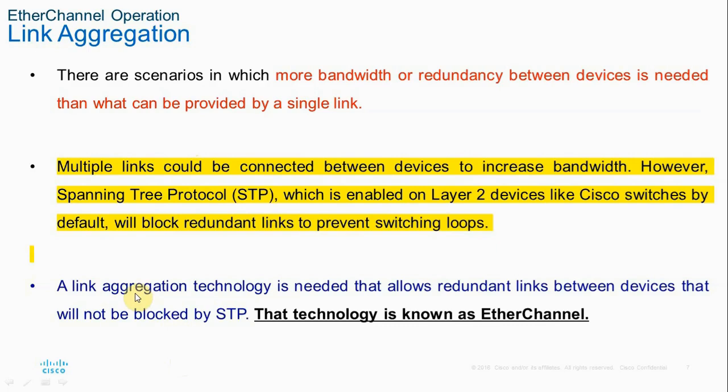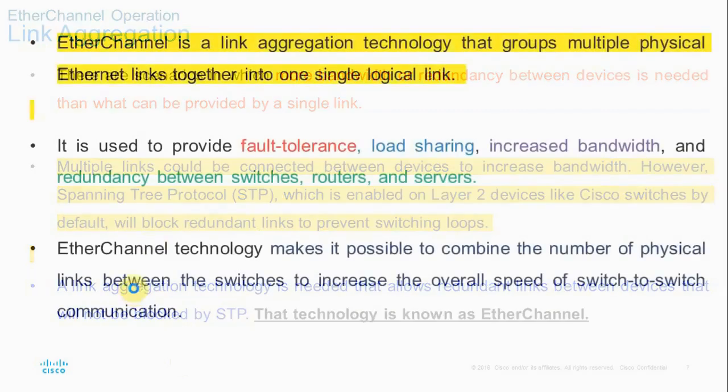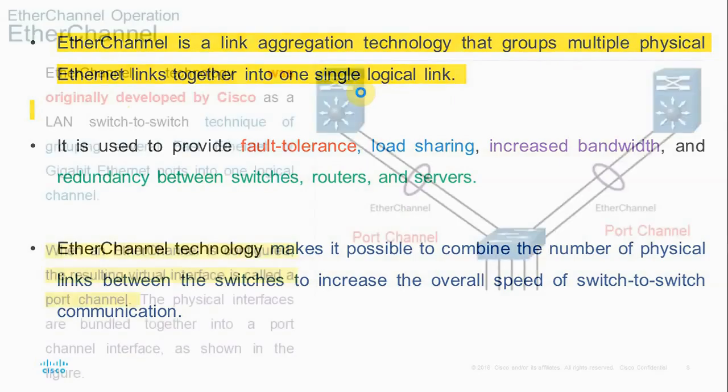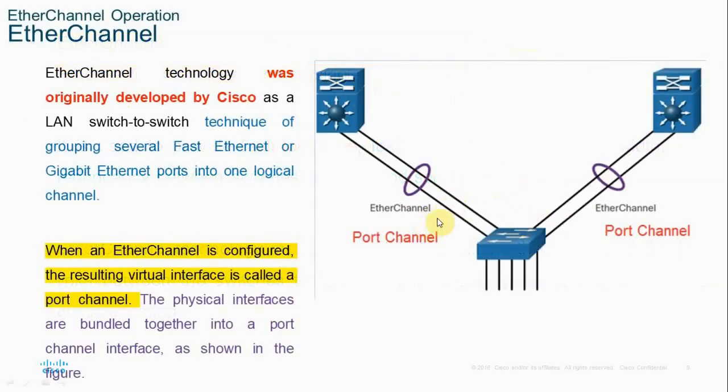EtherChannel concept means two physical links combined to form a single logical link or port channel, and they will have double the bandwidth. EtherChannel is a link aggregation technology that groups multiple physical Ethernet links together into a single logical link. See here, I have two physical links. I will combine these into a single logical link or port channel. Two physical links, which I can see as 1 and 2, I combine, aggregate, or group into a single logical channel or single port channel. This is EtherChannel.